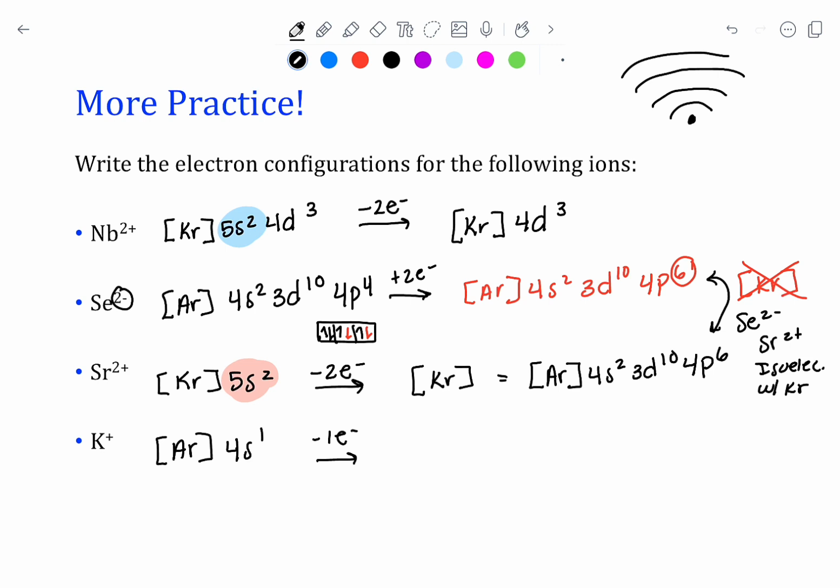So if we remove that 1 electron, it's coming from our 4s. So we've created argon, which equals neon 3s2, 3p6. Okay.